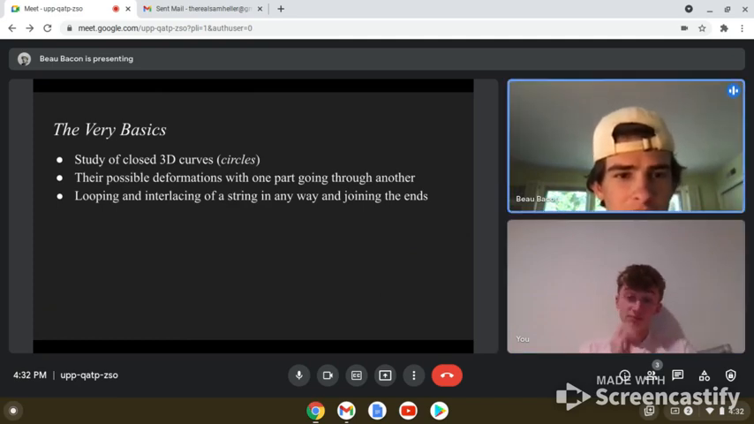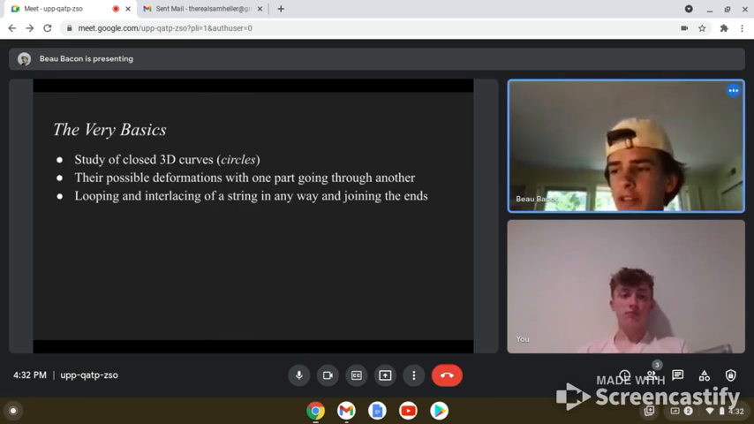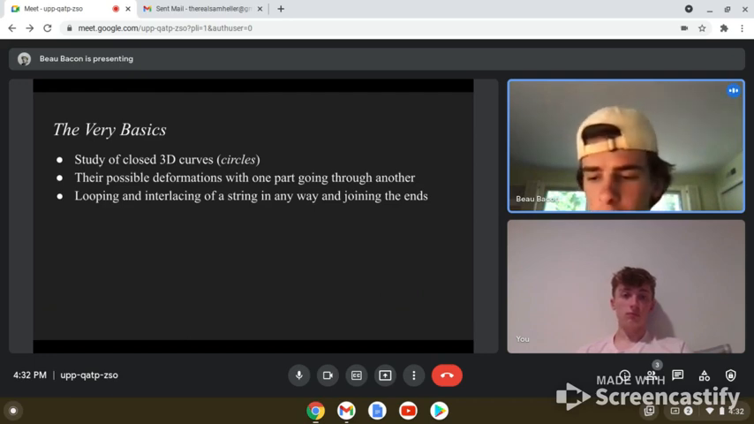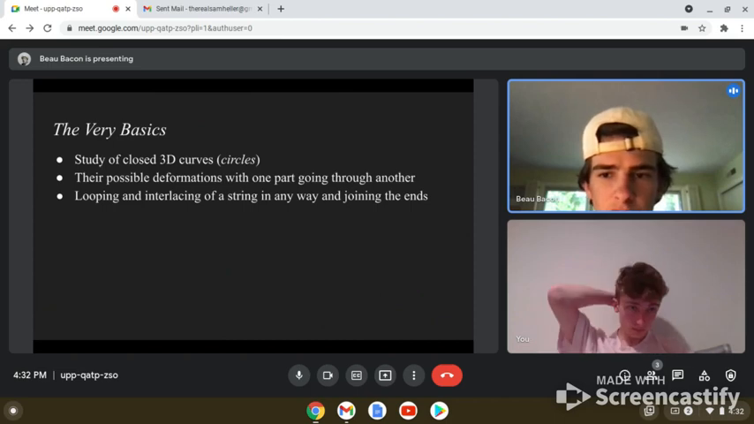The very basics of this. A knot is a closed 3D curve, like a circle that's been laced with one part going through the other. And that can be in any way. And the math of it is studying the ways that they're laced through each other.